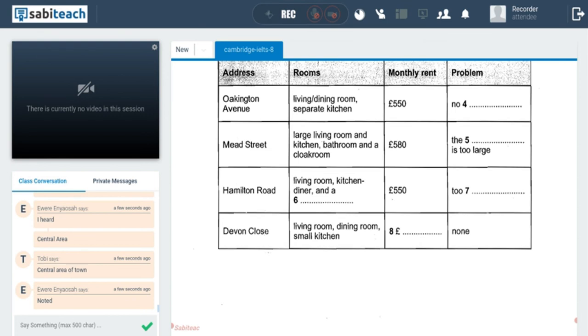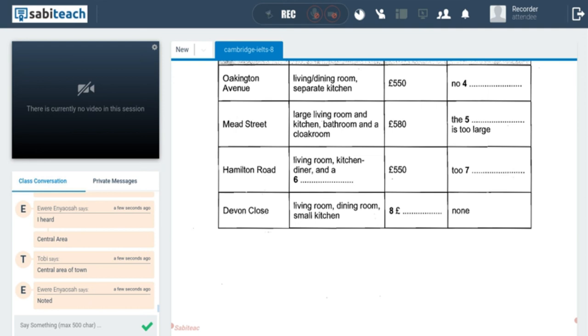It's got a very large living room and kitchen, bathroom, cloakroom. How much is it? That one's £580. It's very well furnished and equipped. It also has plenty of space for parking, and it's available for a minimum of a year. Oh, and there's a big garden. I don't think we could cope with that, to be honest. We'll be too busy to look after it.